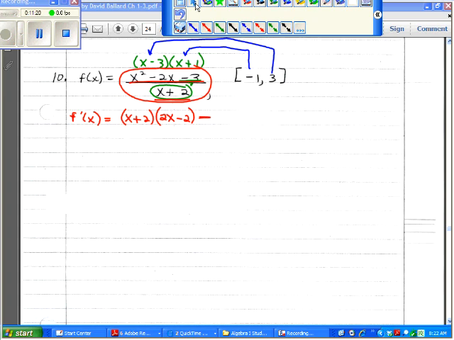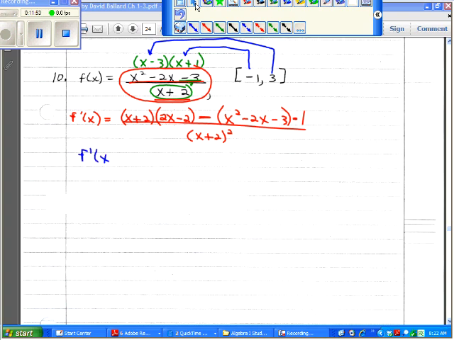Minus the numerator, x squared minus 2x minus 3, times the derivative of the denominator, which is 1, all over the denominator squared. Good. Excellent. Denominator times derivative of numerator minus numerator times derivative of denominator, all over denominator squared.